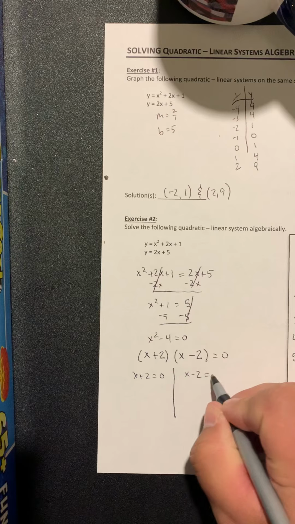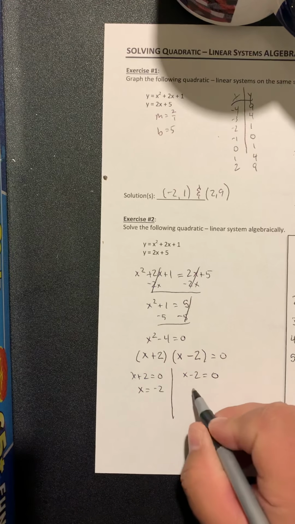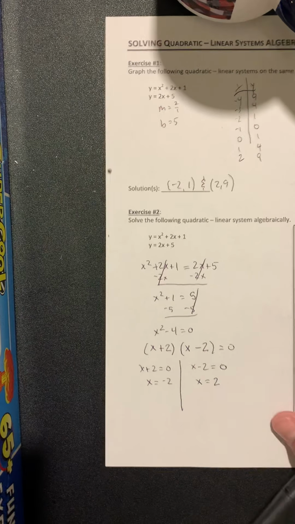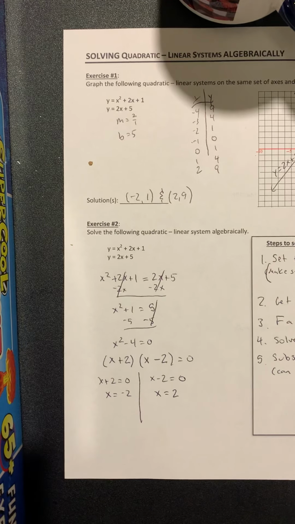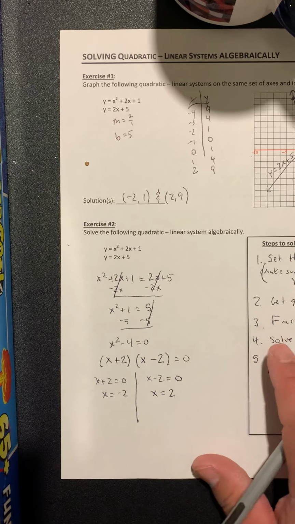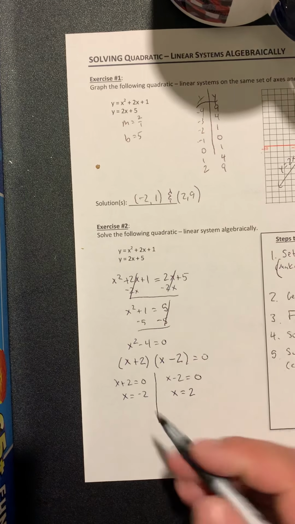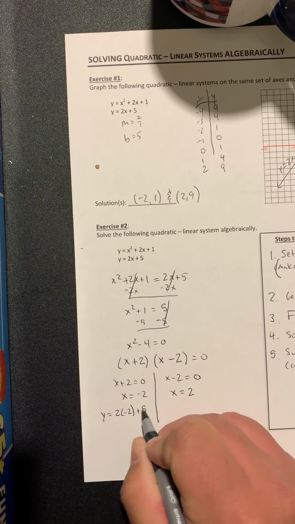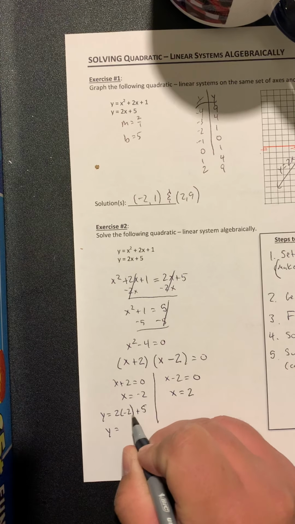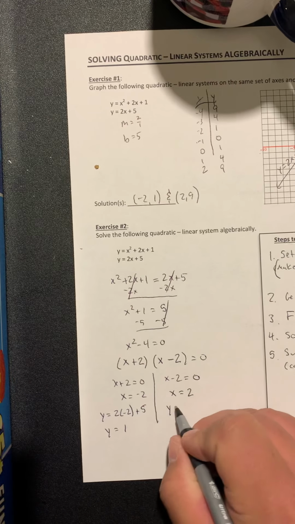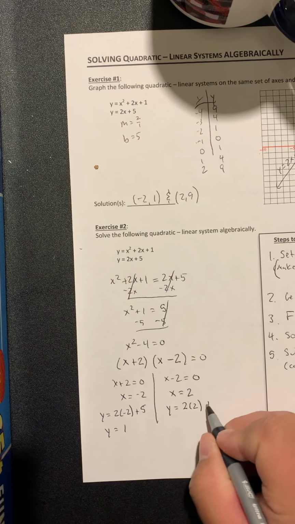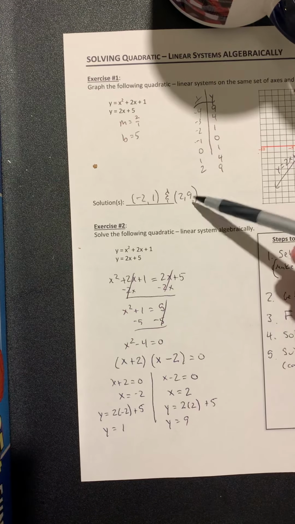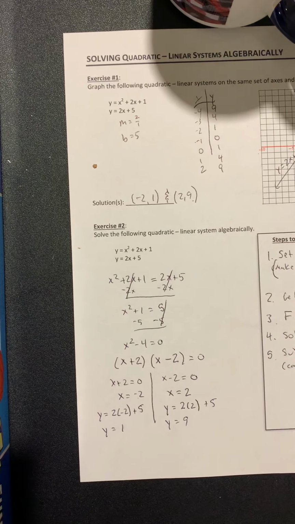So I have x plus 2 equals 0 and x minus 2 equals 0. So here x equals -2. Here x equals 2. In the past we were done. We didn't have to do anything more. But now we have to find out what y is. I'm going to use the linear function because that's going to be a heck of a lot easier. So y equals 2 times my x value, which is -2, plus 5. 2 times -2 is -4, plus 5 is 1. And on this side, 2 times 2 plus 5. 4 plus 5 is 9. So you see I got (2, 9), just like I have there. I have (-2, 1), just like I have there.